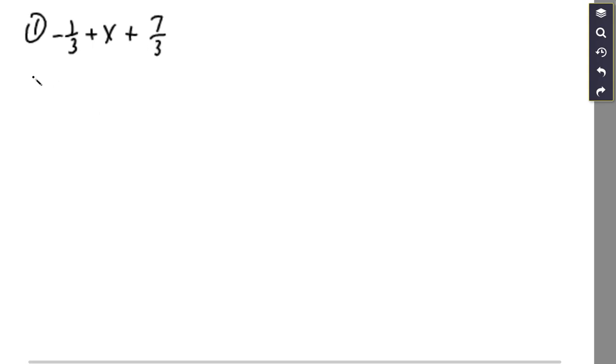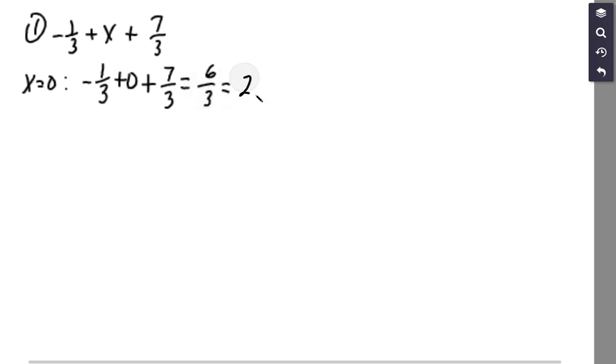So then the first thing I'm going to do is put x equals 0. So I'm going to evaluate it for that. So that's going to be negative 1/3 plus 0 plus 7 over 3. So that's a negative 1/3 plus 7 over 3. That's going to leave me with 6 over 3. And so 6 divided by 3 is 2.